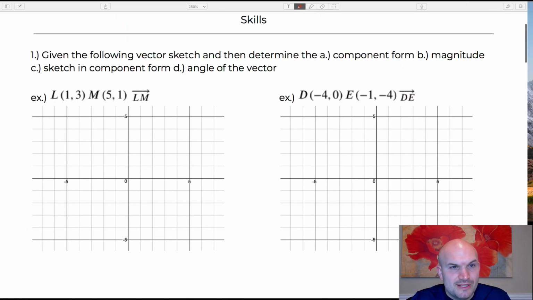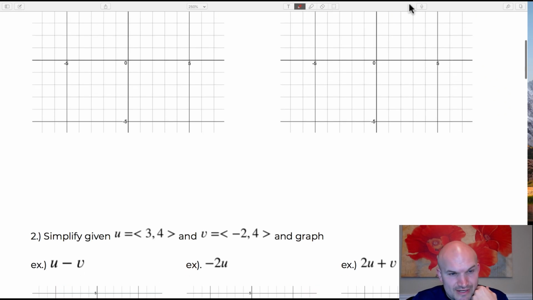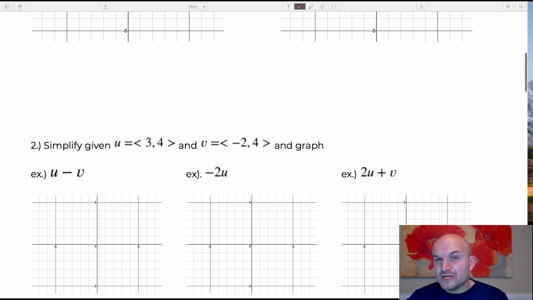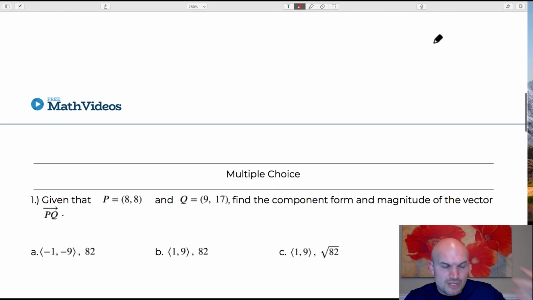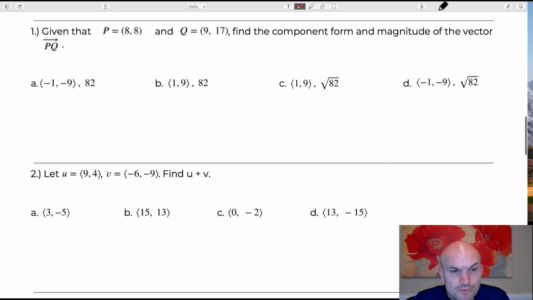So what we're going to cover, guys, is basically what we did today in class. We're going to cover writing the vector in component form, identifying the magnitude, sketching the vector in component form, and determining the angle of the vector. And then we're going to work with some operations of vectors. Hopefully this shouldn't take too long. I will talk about things, and we'll do some multiple choice questions as well.